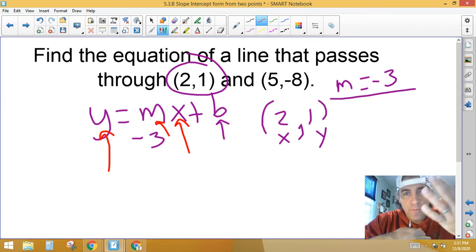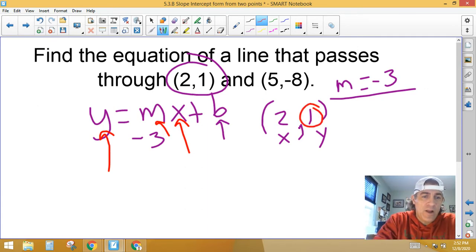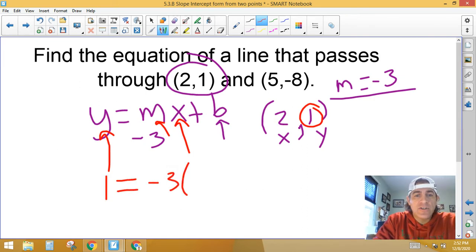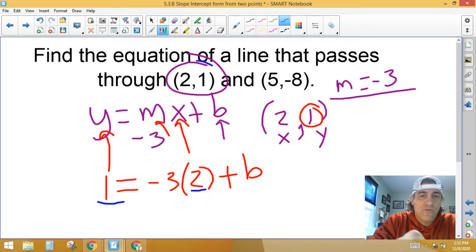We have 3 of the 4 pieces, which means if I plug in my x, my y, and my m, the only thing left would be the y-intercept, the b. So what I'm going to do is choose my y to be 1, my m is negative 3, and my x value is 2. And I'm going to add b. Now I want to take a moment to mention my ordered pair is 2, 1. That's from right here.